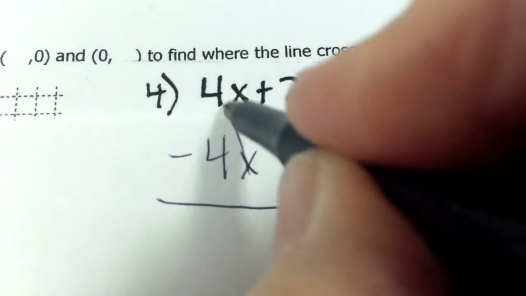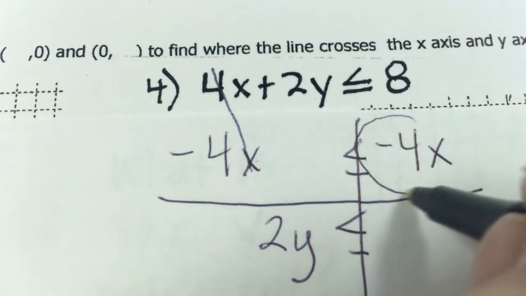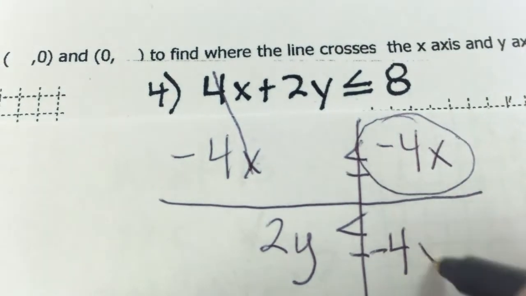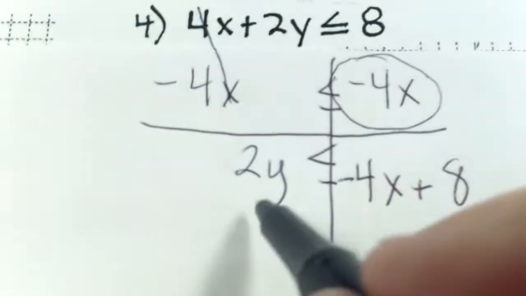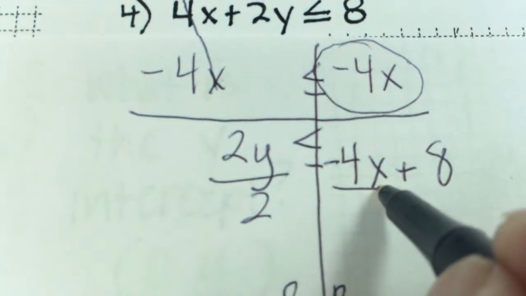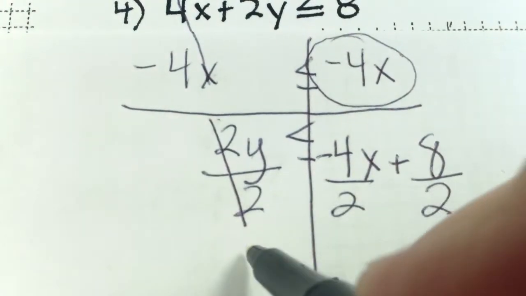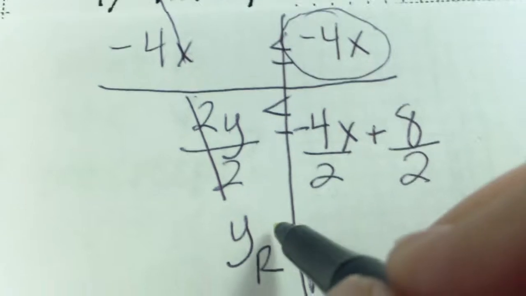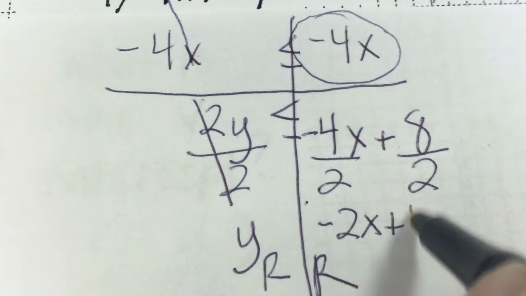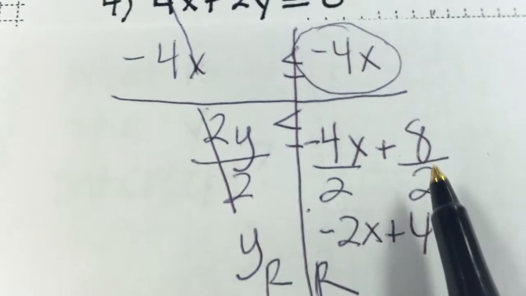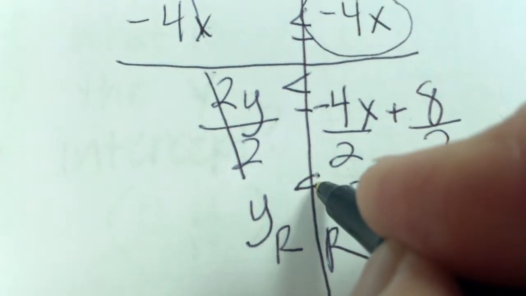So I'm going to subtract 4x from both sides. And 4x and negative 4x cancel out. Bring down my positive 2y. Bring down my negative 4x first, and then my positive 8. I want y alone, so I'm going to divide every term by 2. That's 1 times y is y. Negative 4 divided by 2 is negative 2x plus 4. Now, I divided by a positive number, so the random rule doesn't apply here. So I'm going to just keep the same symbol.